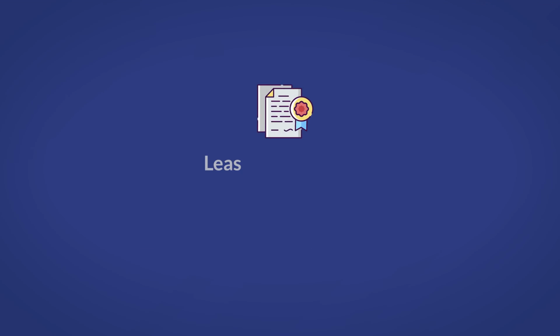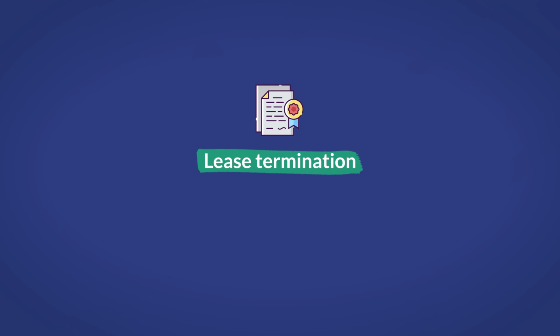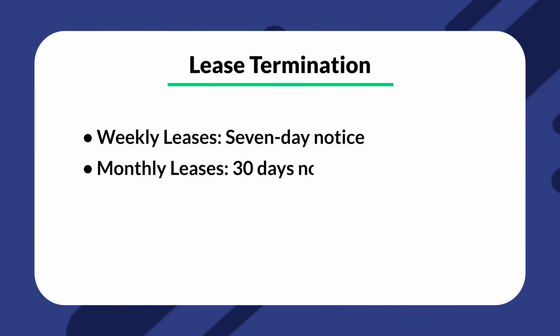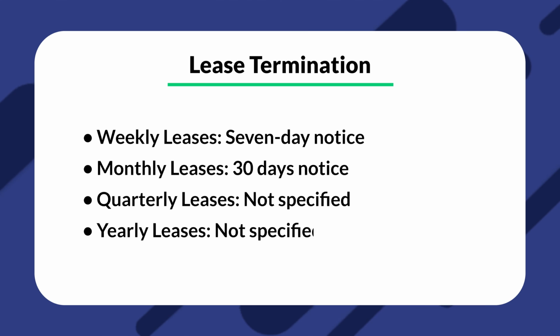According to landlord-tenant laws, both parties involved in a rental property agreement may terminate the lease after it reaches its due date. So here's a brief overview of the amount of notice a tenant needs to be given. For a weekly lease, they need a 7-day notice. A monthly lease, 30 days, but it's not specified for quarterly and yearly leases.